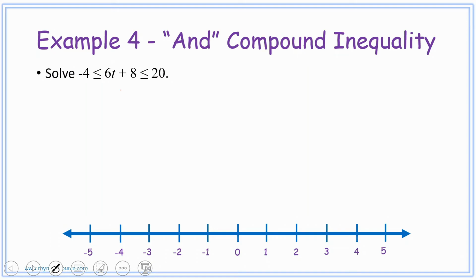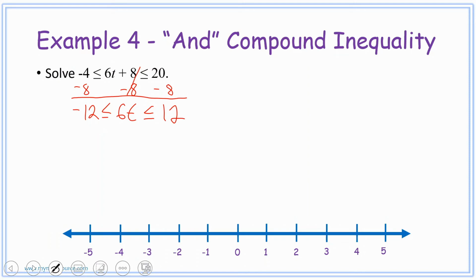Remember, whatever you do to the middle, you will do to both sides. So because it's addition, the opposite operation is to subtract with the same number. And what you do to the middle, you will do to both sides as you're doing them simultaneously. All right, the 8's will cancel, and -4 subtract 8 will be -12, less than or equal to 6t. And on the right side, 20 subtract 8 is going to give +12.